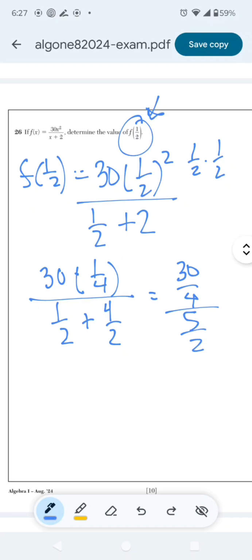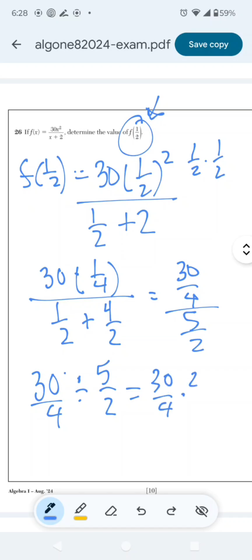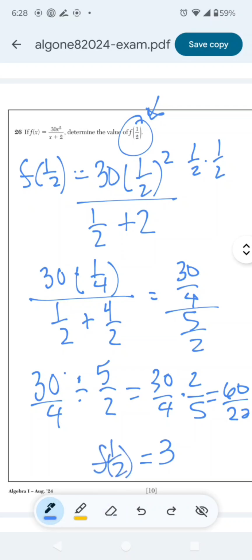Now I have a fraction divided by a fraction, and I'm going to write it as 30 over 4 divided by 5 over 2. How do we divide fractions? 30 over 4 times 2 over 5. Keep, change, flip. That's going to give me 60 over 20. What's 60 divided by 20? 3. F of 1/2 is equal to 3, which means that when x is 1/2, y is 3.